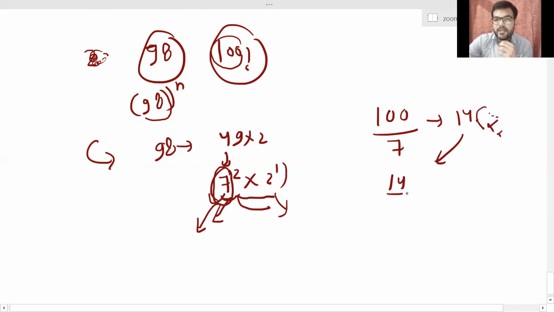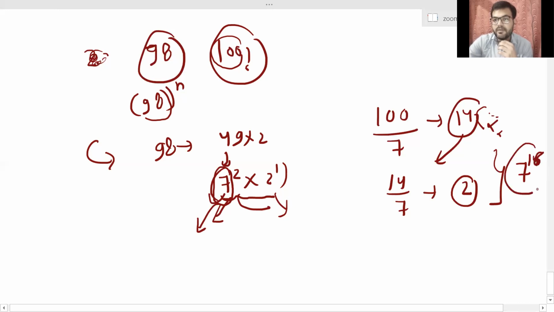Again, divide this 14 by 7, you will get 2. Okay, so 14 and 2. So the maximum power of 7 is what? It is 14 plus 2, 16. Maximum power of 7 is 16.